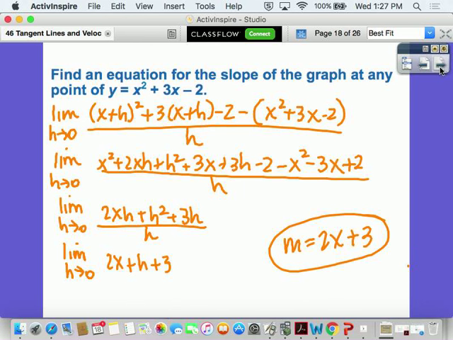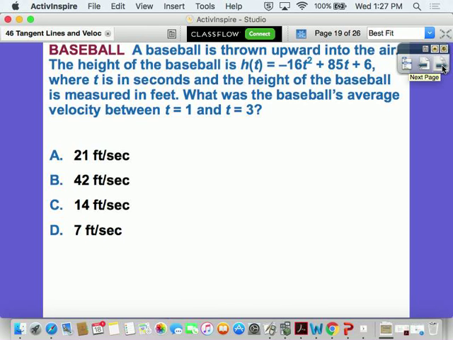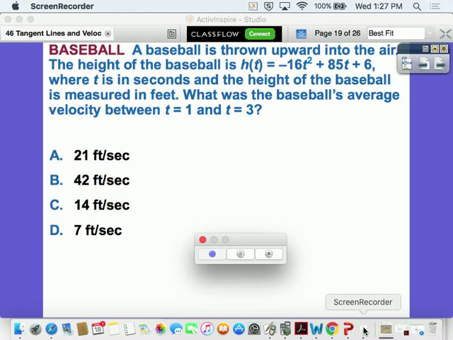All right? Here's number 3, multiple choice. Work it out. Once you got the answer, press play.